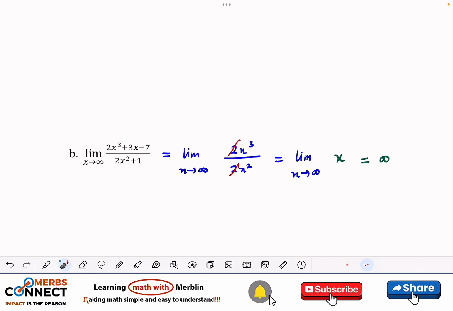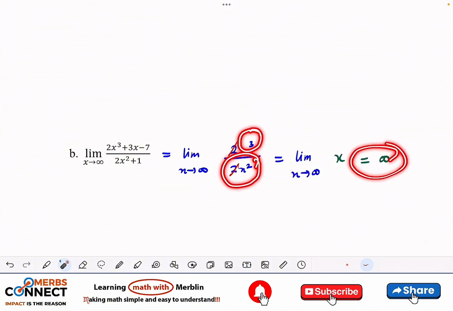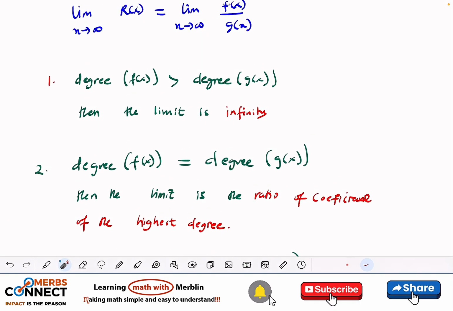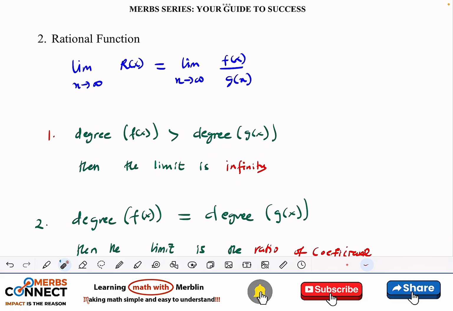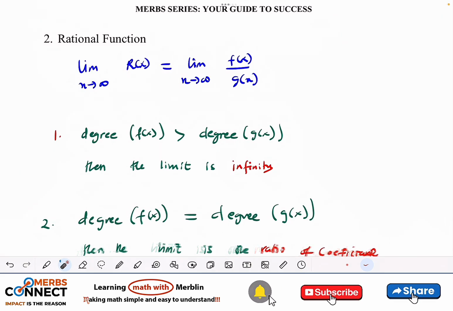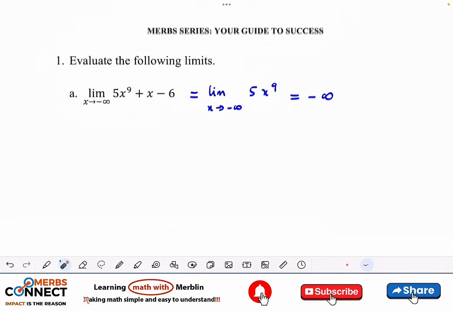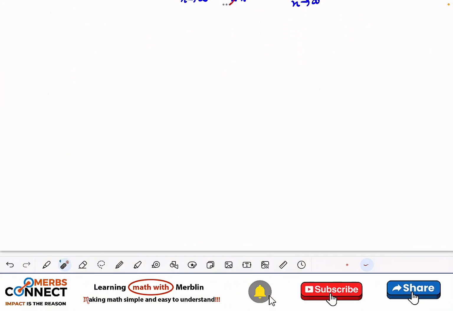So you see that that's what we said. If the degree of the top is greater than the degree of the bottom, then we have infinity, which is right here, right? This basically depends on whether it is approaching positive infinity. But if it's approaching negative infinity, then this condition will also hold the same way. Good. Let's take another example.